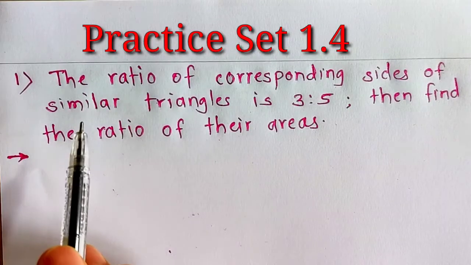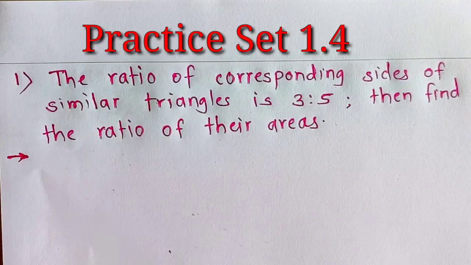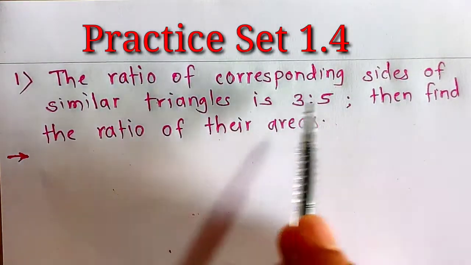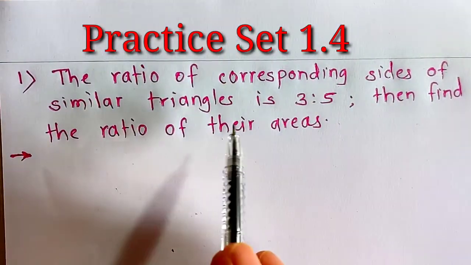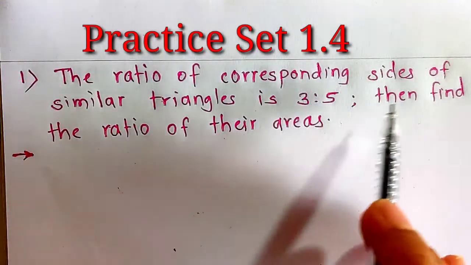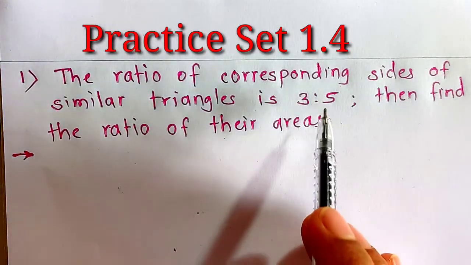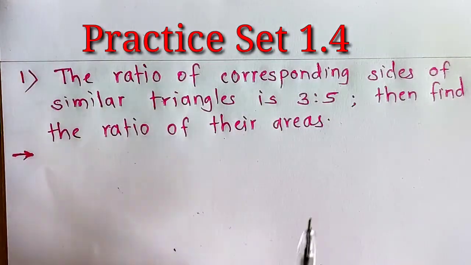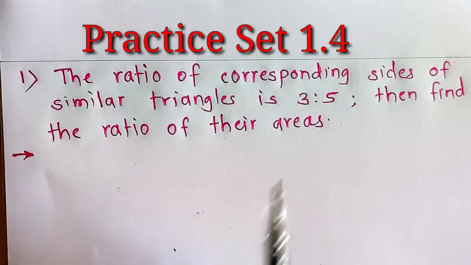Here the first sum is given: the ratio of corresponding sides of similar triangles. Now two similar triangles are given. The names of the triangles are not given. And the ratio of corresponding sides of these similar triangles is 3:5, means 3 by 5. Then find the ratio of their areas.